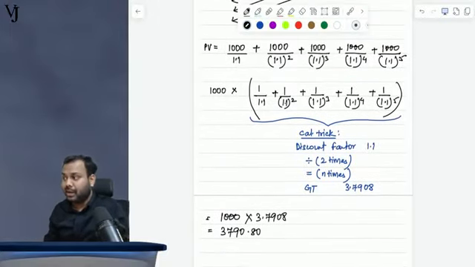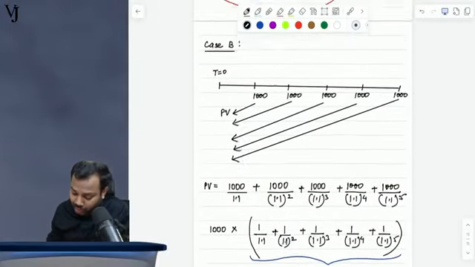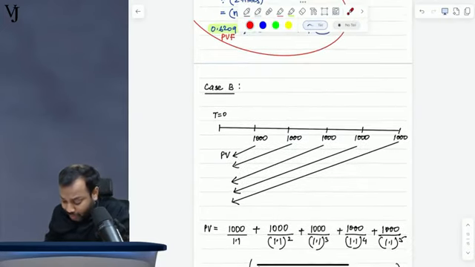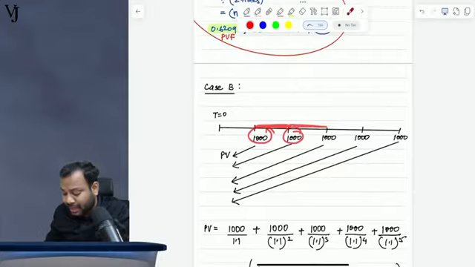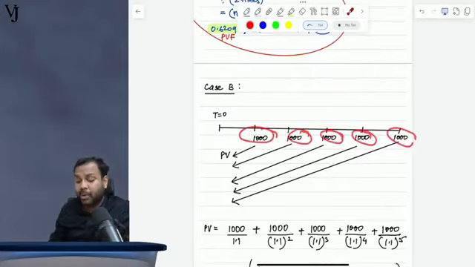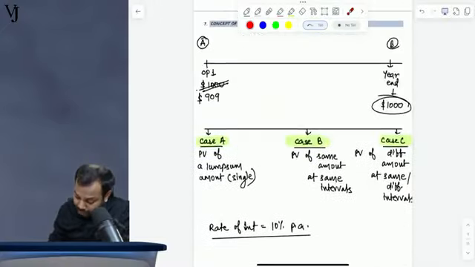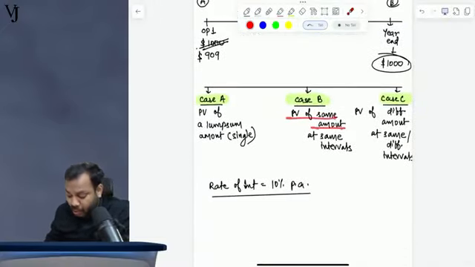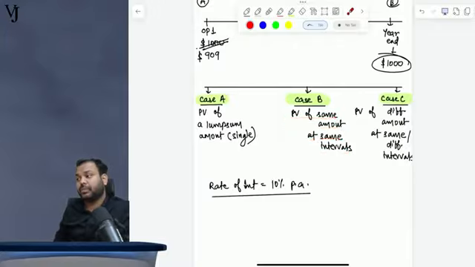But understand, we can apply this formula only when the amounts are the same and there has to be the same interval. Same amount, same interval, same amount, same interval. See here, present value of the same amount at the same intervals.